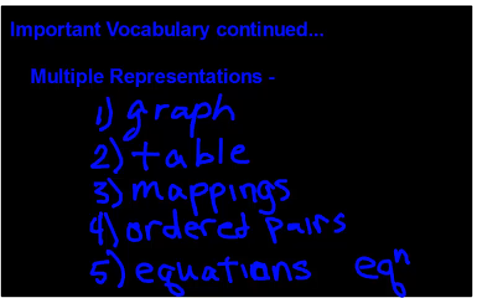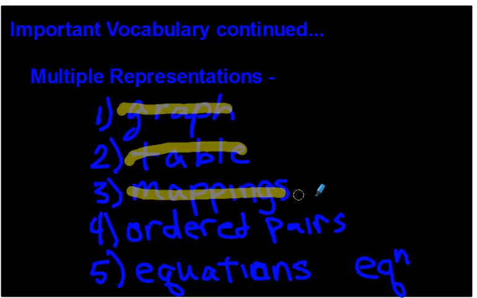We also need to understand the multiple representations. Okay, there are 5 different representations. One of them is the graph. Another is the table, mapping, ordered pairs, and equations.